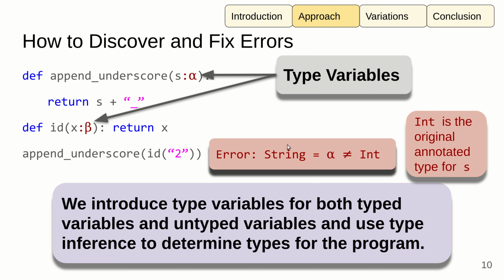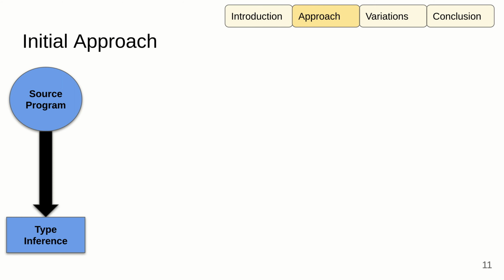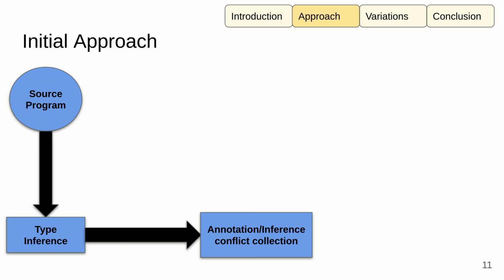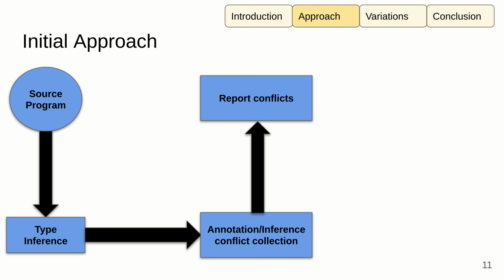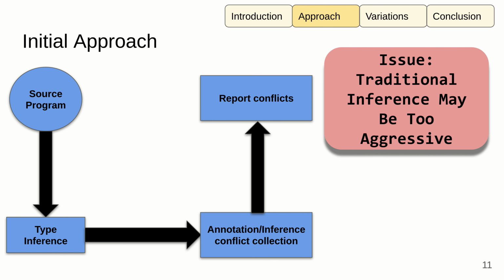So we find some kind of conflict between inferred types and the original annotations for the program, and this leads us to saying that if the inference disagrees, then maybe we should suggest to the programmer that they change their annotation from int to string, unless they're really confident in their annotation. So our overall approach started to look something like this. Take a source program, do type inference, collect all the different kinds of annotation and inference conflicts, report these conflicts.